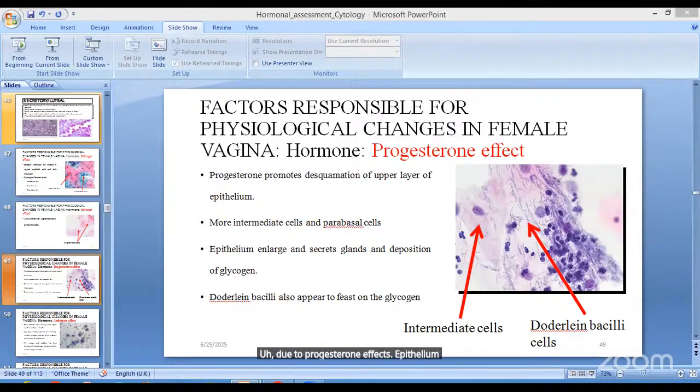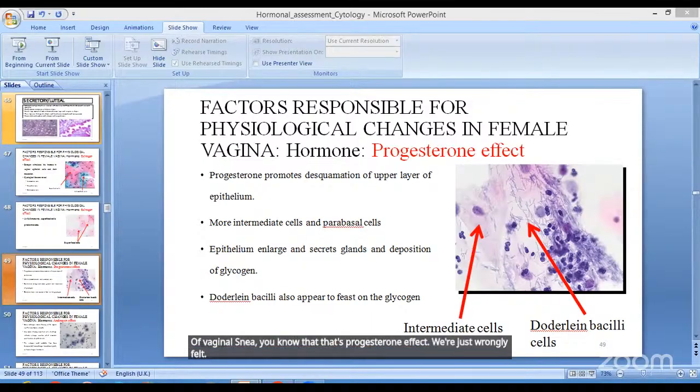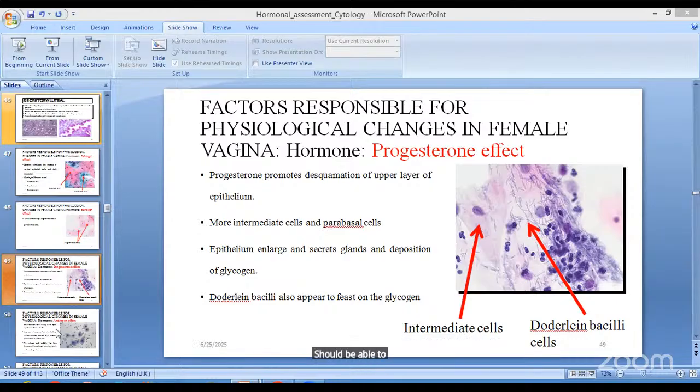Epithelium is large, glands are secreted, and the glycogen is deposited. Of course, because glycogen is there, that's a feasting time for Doderlein bacilli to show off. So when you see that picture, features of a vaginal smear, you know that that's progesterone effect. Progesterone effect. You should be able to write short notes on that.